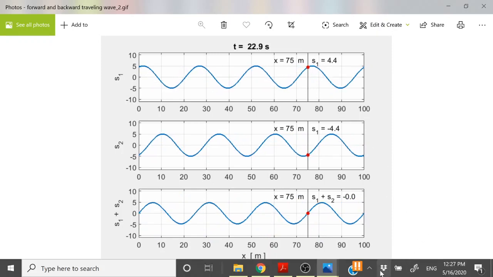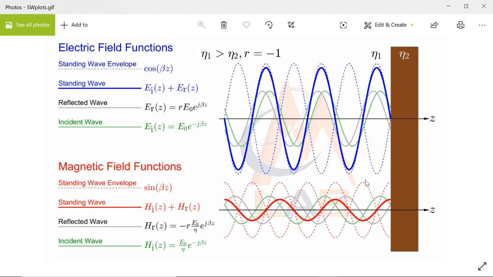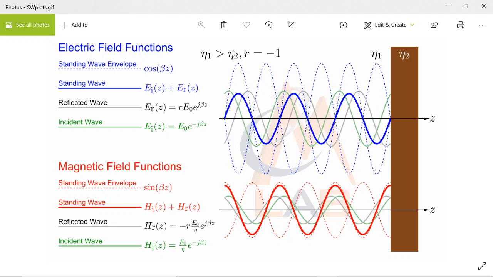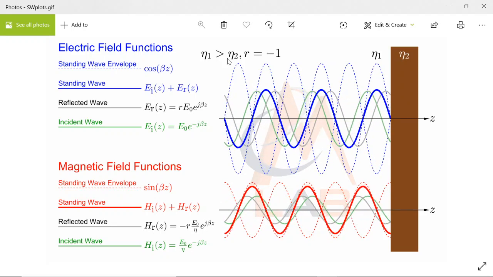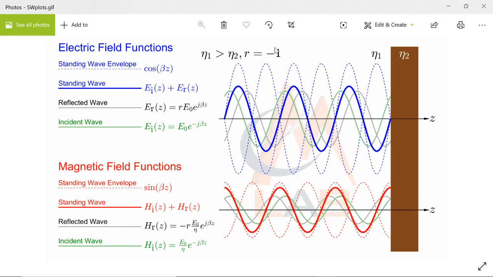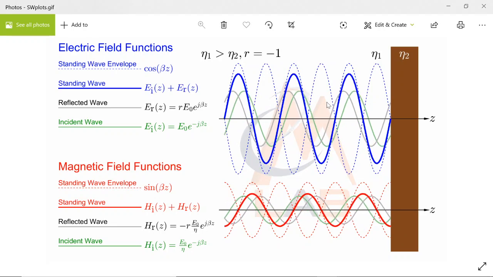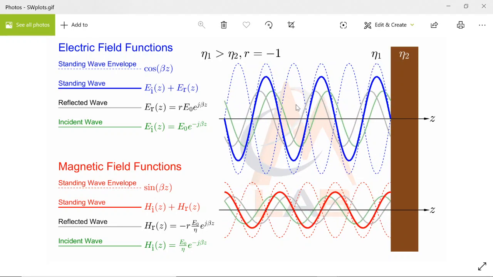We have another good animation, which is here. Here you have eta 1 more than eta 2, and in this case we have taken eta 2 to be 0, so the reflection coefficient, denoted with gamma, is -1. I have taken this from a web page on the internet.